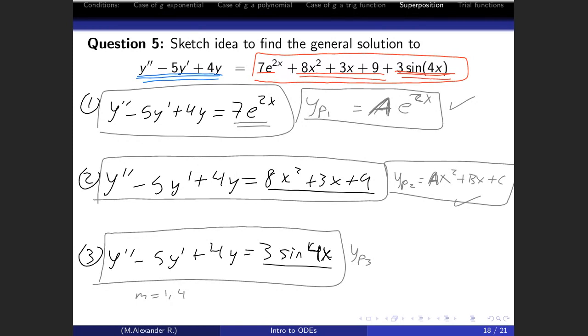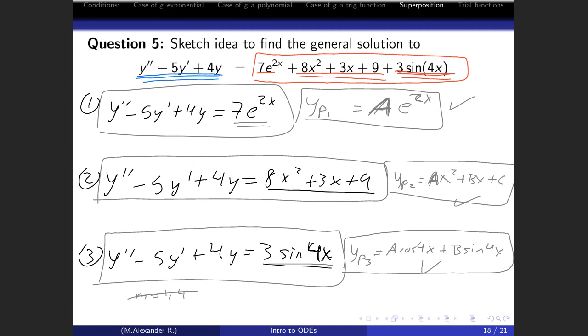Okay, so 1, 4. So the guess here would be that you have a cosine of 4x plus b of sine 4x. But again, you have to double check that your g function is not part of the complementary solution. I don't think it is, but that's just briefly looking at it. So suppose that works, then you get your a and the b, different a than the other 2 problems, and then you get your particular solution.